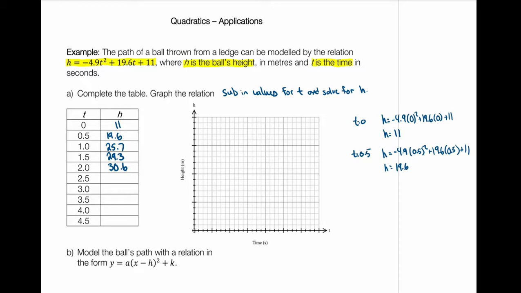So I'm just going to use a little bit of technology, and we're going to skip ahead with a fully completed table. So our table is now complete. Now our next step is to graph this.